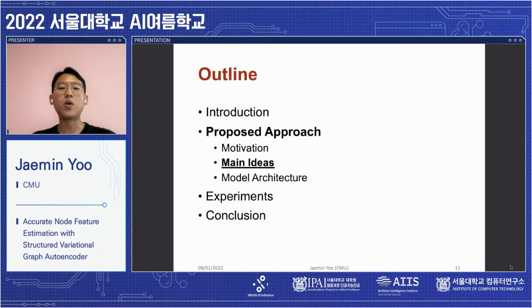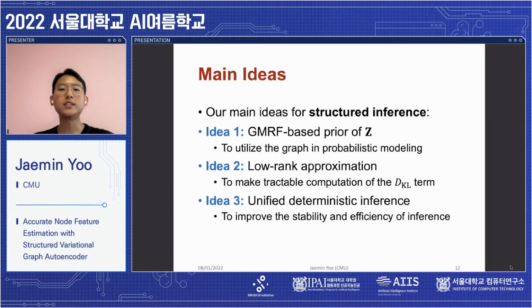Now I'll explain our main ideas to address the main research challenges of the problem. We can summarize our main ideas as follows for structured inference. So the first idea is to model the prior distribution of Z as a Gaussian Markov random field to utilize the graph in probabilistic modeling. And the second idea is to introduce low-rank approximation to the covariance matrix of the distribution of Z to make tractable computation of the KL divergence term.